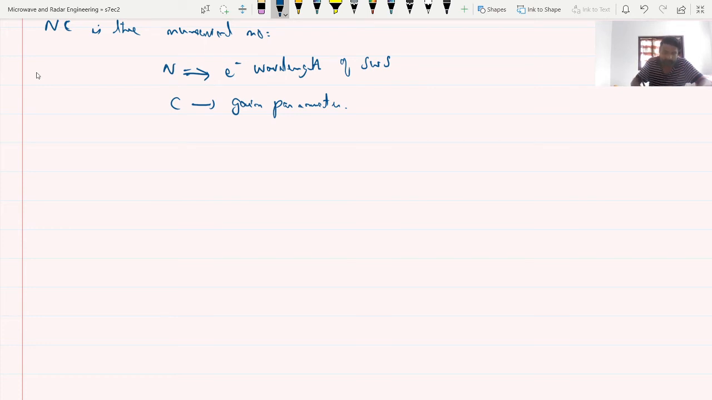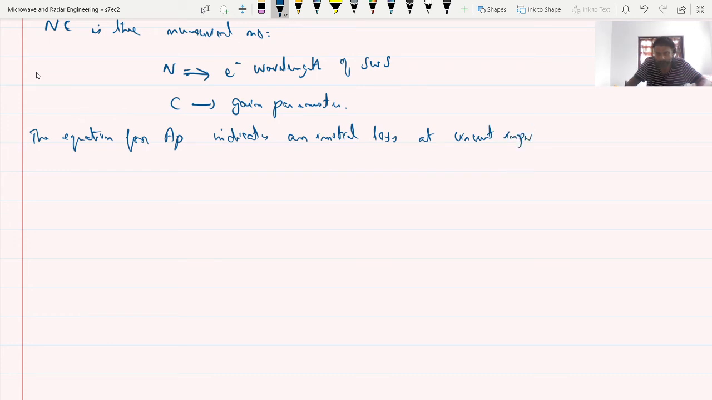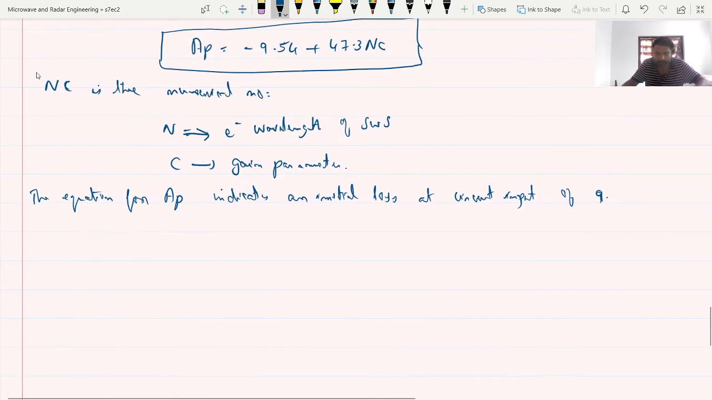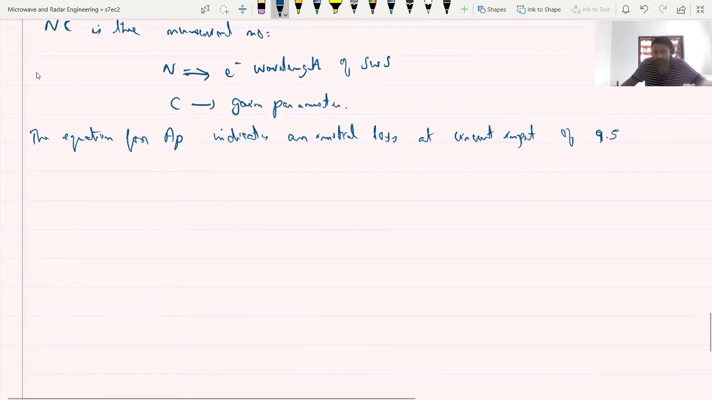The equation for A_P indicates an initial loss at the circuit input of 9.54 dB. How much initial loss at the circuit input? 9.54 dB.